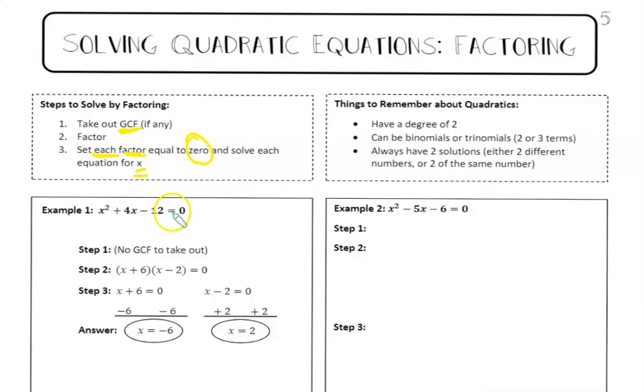All right, so that's the steps. Step 1, GCF. 2, factor. 3, set equal to 0 and solve.